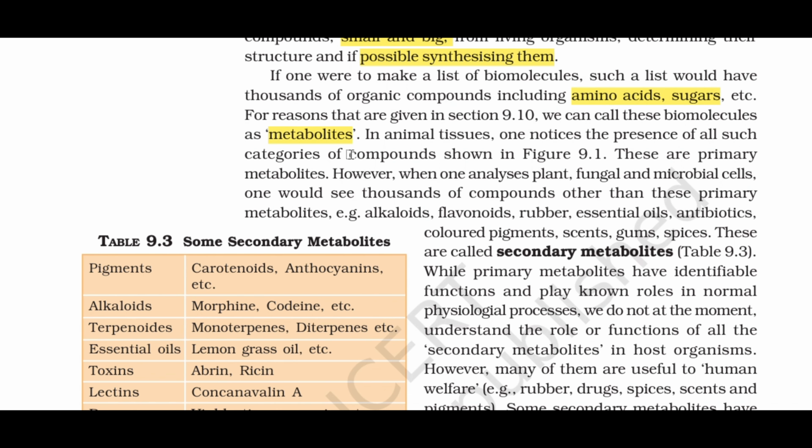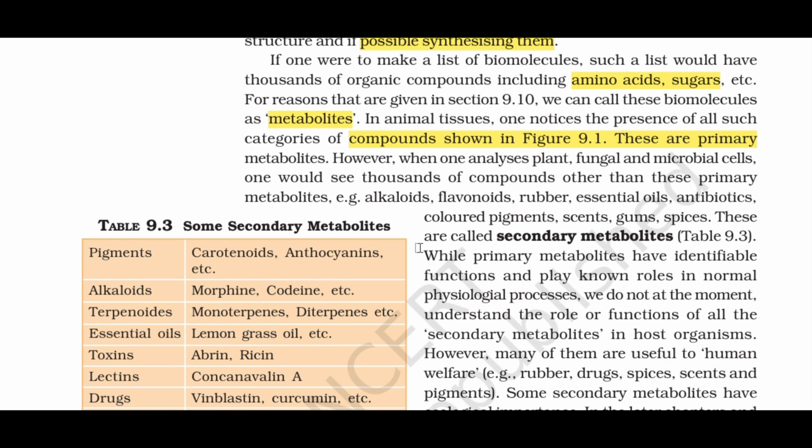These are primary metabolites. However, when one analyzes plant, fungal and microbial cells, one would see thousands of compounds other than these primary metabolites, e.g. alkaloids, flavonoids, rubber, essential oils, antibiotics, colored pigments, scents, gums, spices. These are called secondary metabolites, table 9.3.